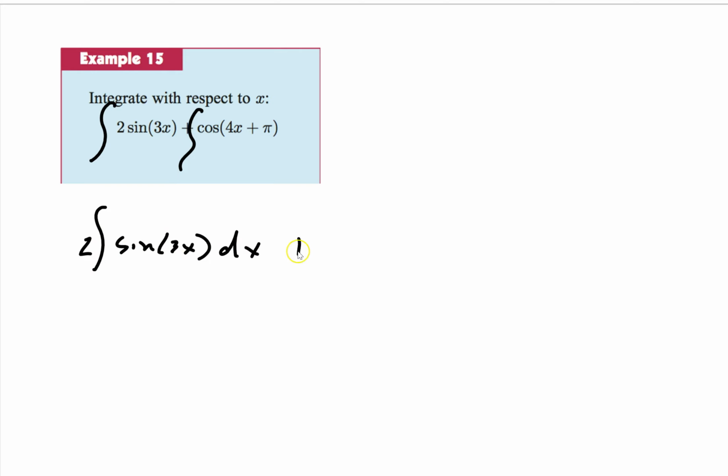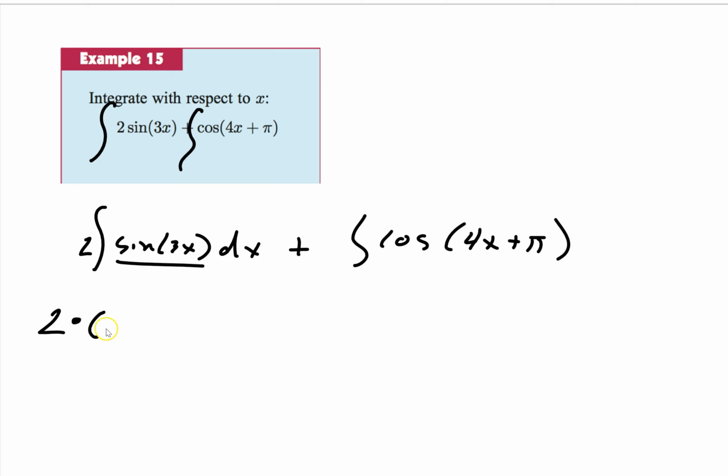So plus on this one, integrate cosine 4x plus pi. So we're going to integrate this side first. The 2 stays there. This is a constant, nothing happens to it. Over here, it's a reverse chain rule. Integrate sine, which is negative cosine. Leave the inside alone. And then divide by the derivative of the inside. The derivative is 3, so 1 over 3.